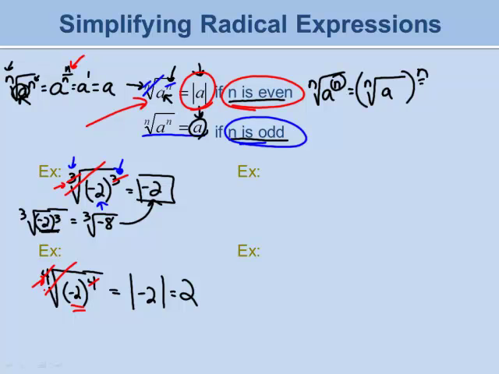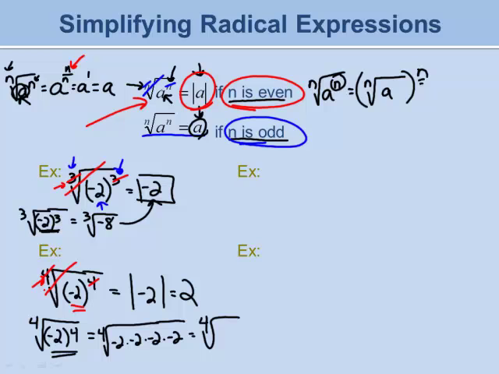Let's do it longhand. If we're taking the fourth root of -2 to the fourth, and we do the work underneath the sign first, we would have the fourth root of -2 times -2 times -2 times -2, which is now the fourth root of 4 negatives being multiplied, an even number of negatives. That makes it a positive value under the radical sign. 2 times 2 times 2 times 2.